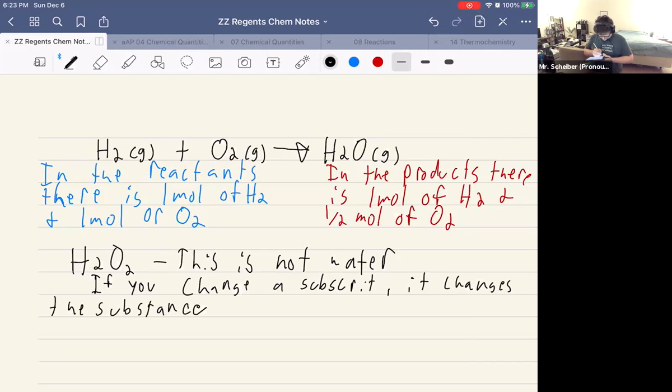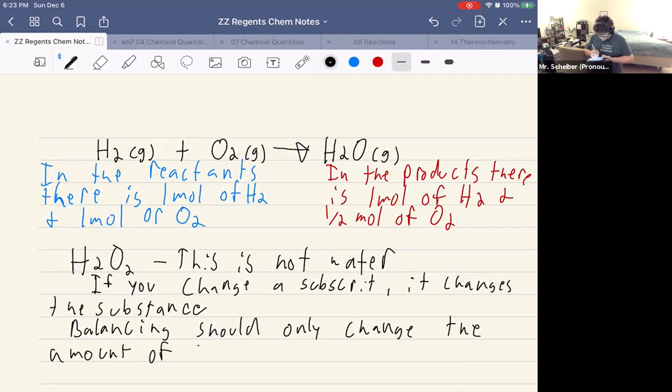Balancing should never change the substances. Balancing should only change the amount of substance, not the chemical formulas.